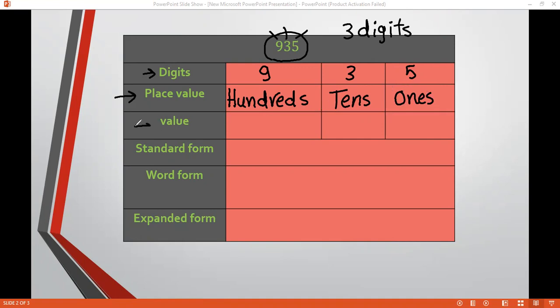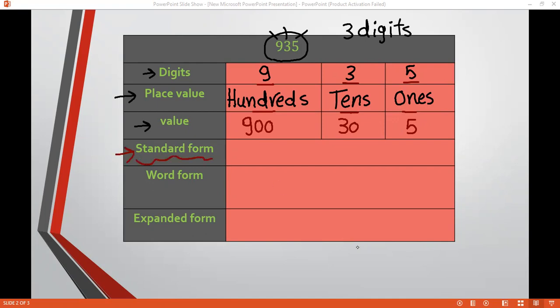The next thing that we have is the value of each digit here. The value of digit 9? The 9 is in the hundreds place, so the value of 9 will be 900. What about the value of 3 here? 3 is in the tens place, so it will be 30. 5 is in the ones place, so it will be just 5.